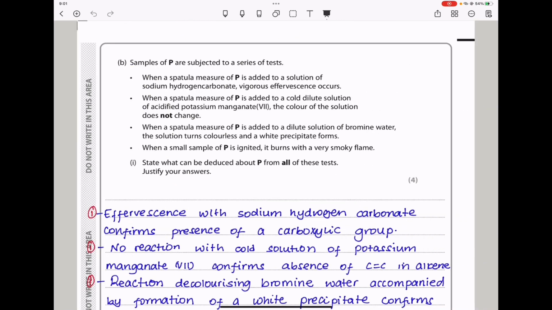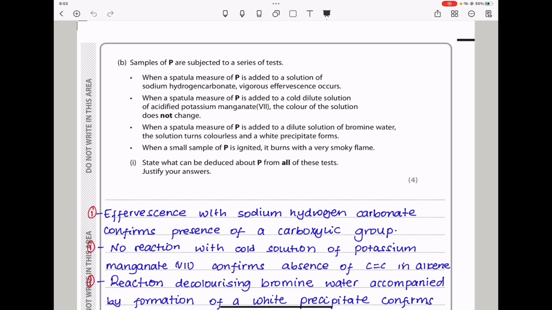Moving on. In part B, samples of P are subjected to a series of tests. When a spatula measure of P is added to a solution of sodium hydrogen carbonate, vigorous effervescence occurs. If vigorous effervescence occurs when sodium hydrogen carbonate is added, this organic compound is a carboxylic acid or it contains a carboxylic group. And then, when a spatula measure of P is added to a cold solution of acidified potassium manganate(VII), the color of the solution does not change.